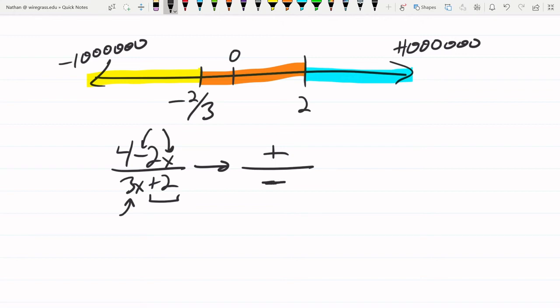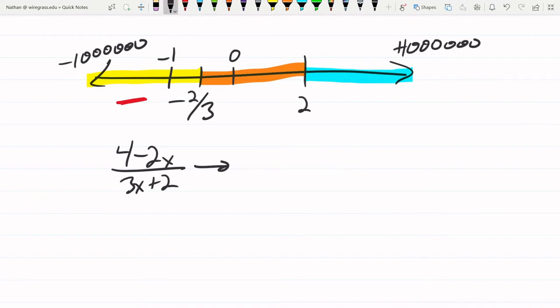If this is at all confusing to you, just test a number, like for instance, -1. -1's not too hard to test here. Just plug -1 into this thing, calculate it out, and you're going to see it's going to end up being a negative number. So the first interval is going to be negative. Let me do that in red here.